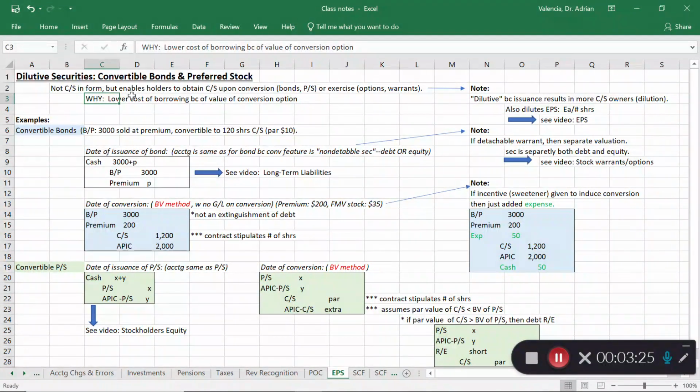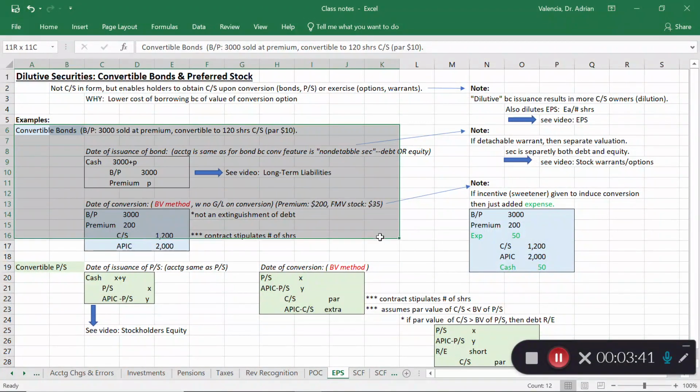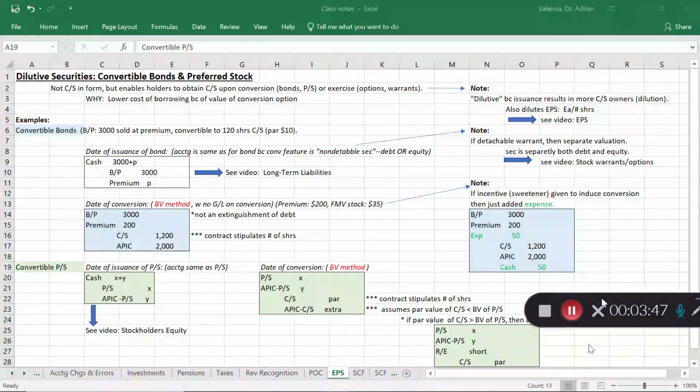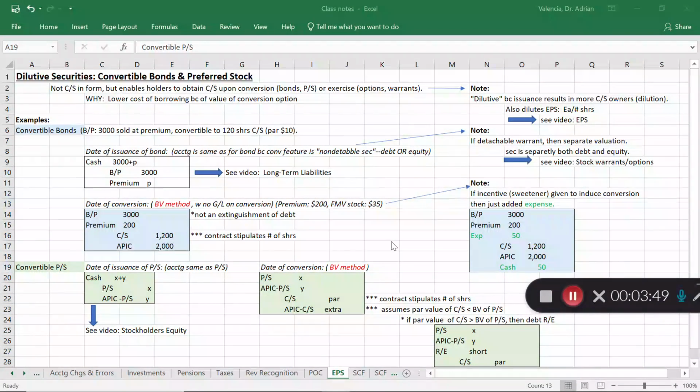All right, so just to be clear, the idea of a dilutive instrument or dilutive securities is any security, any type of financial instrument, that has the ability to be converted to common stock. Now, I'm going to give you examples of convertible bonds right here, and I'm also going to give you an example of a convertible preferred stock so you can see how that works. Okay? So let's look at the convertible bond first.